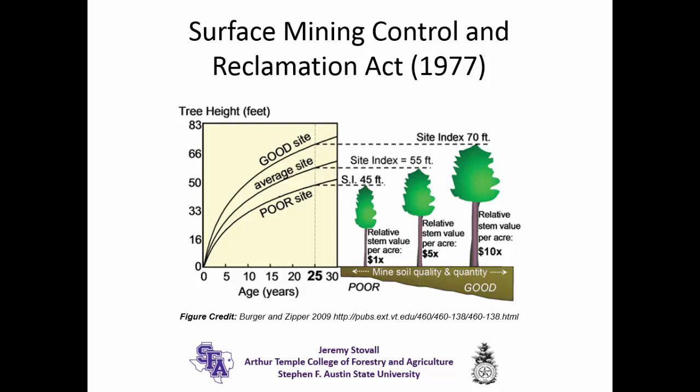But this is Jim Berger's figure from the Wedge study where he's looking at site index and how that relates to value of timber production. And so this is what we wanted to do on these Luminant study sites. You know, in Texas, there's no productivity standard for forests. You have to have 450 live trees in the ground for bond release.